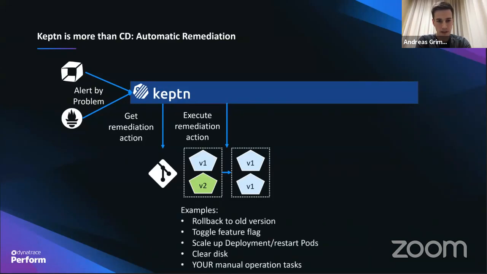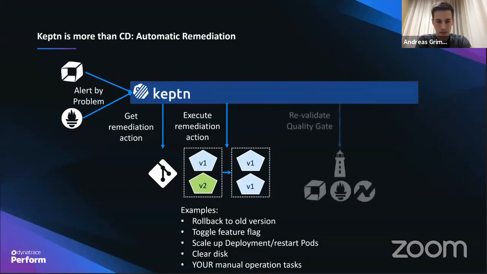What you can see here visualized is a simple rollback of one service from version 2 to version 1. But here you can be creative. You can toggle a feature flag. You can scale up your deployments. You can restart pods, clear disks, or as I noted here, you can simply automate your operation task.